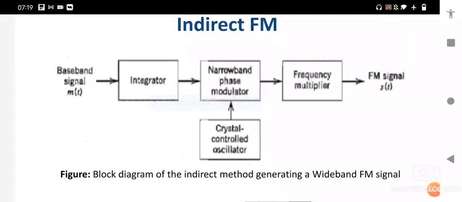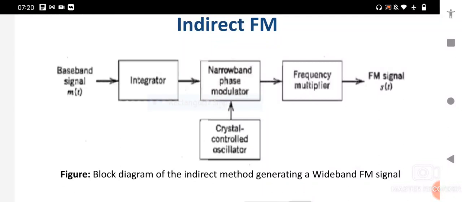And the next method, that is the second method, is indirect FM. Here we are seeing the block diagram: how to generate that FM signal. The block diagram consists of the integrator, narrowband phase modulator, crystal control oscillator, as well as the frequency multiplier.